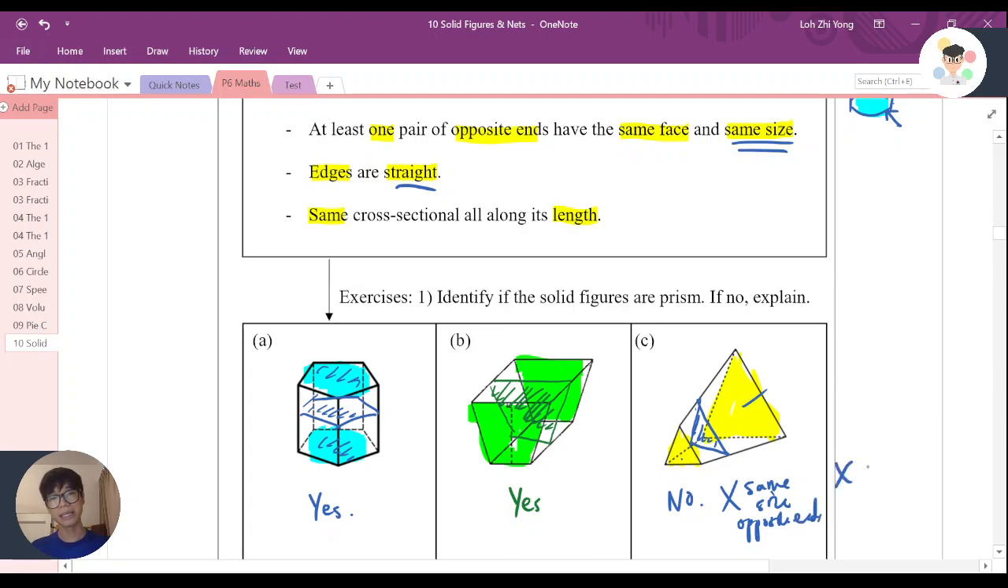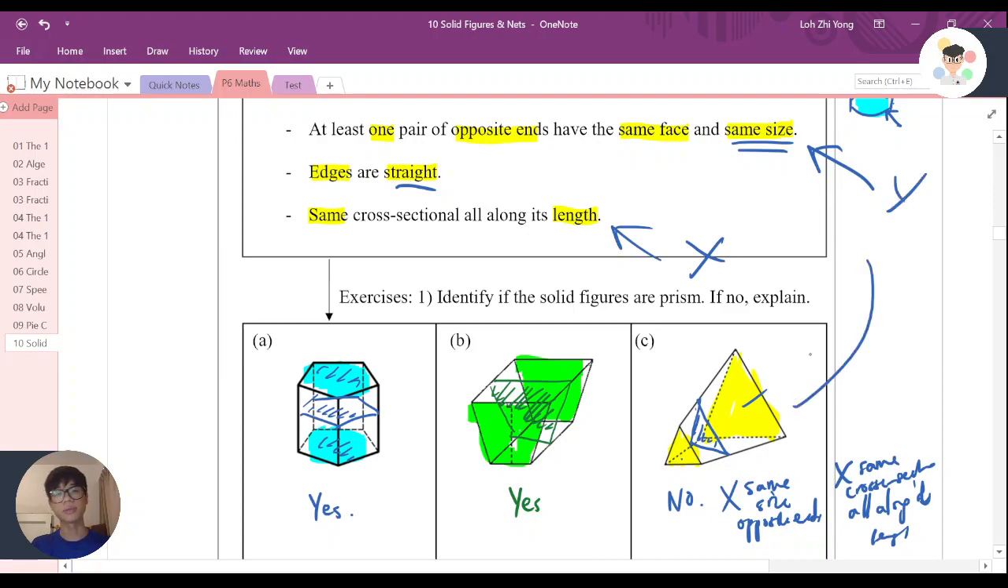and it's not the same cross-section along its length. Okay, basically that means the last one does not meet the requirement.